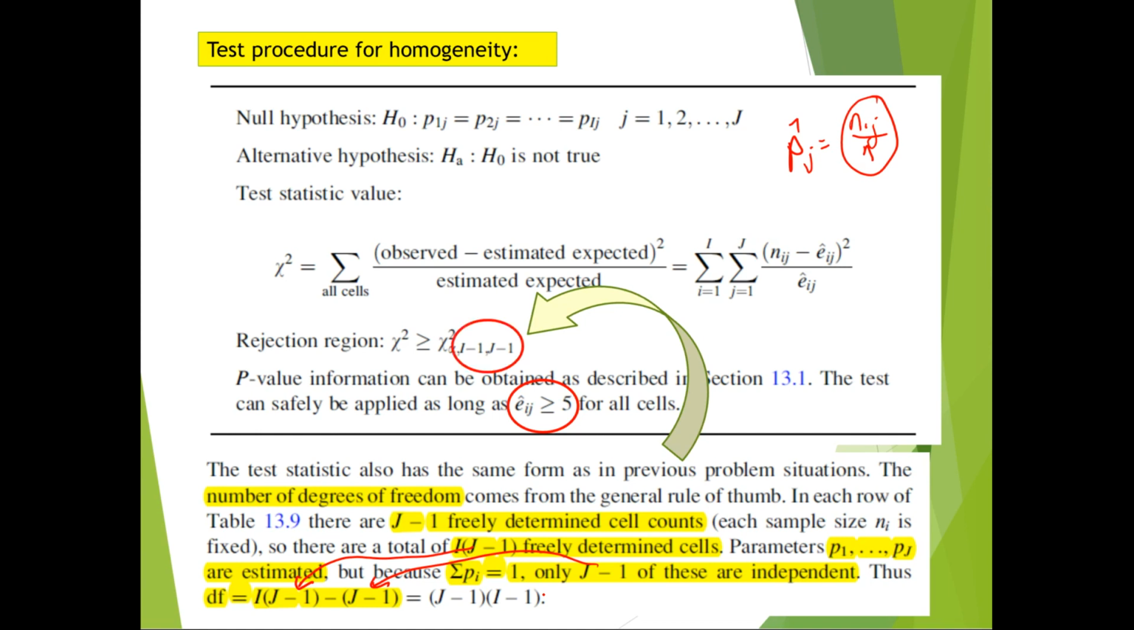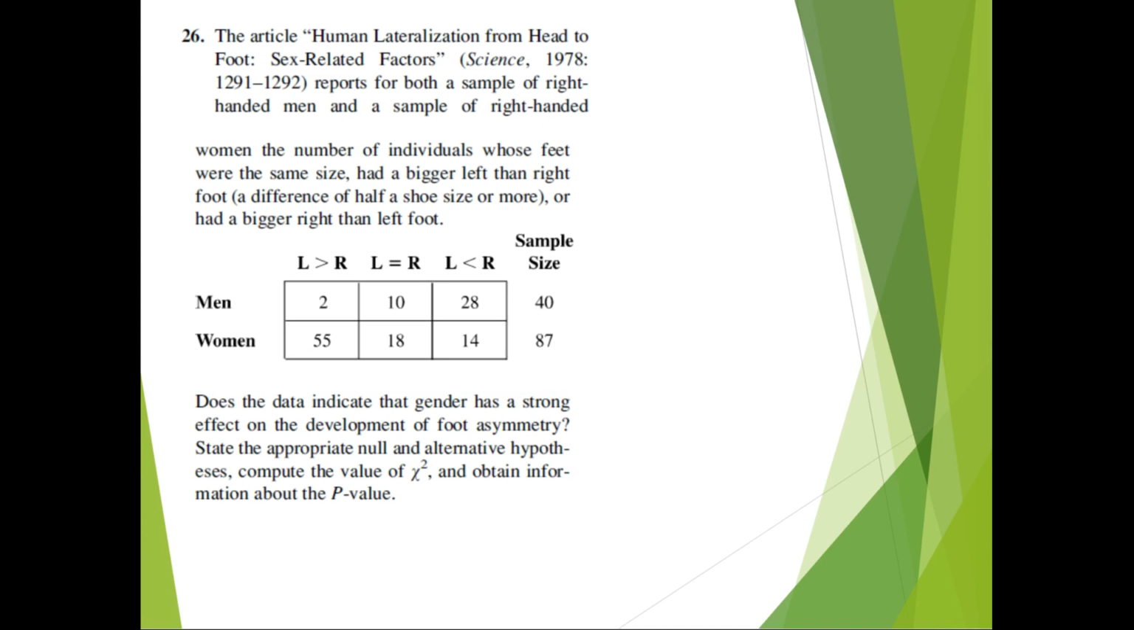And now we can do an example. I'm going to use exercise 26. Quite an interesting example because it reports for both a sample of right-handed men and another sample of right-handed women, the number of individuals whose feet were the same size, had a bigger left than right foot, a difference of half a shoe size or more, or had a bigger right than left foot. So left bigger than right, left the same as right, or left smaller than right.